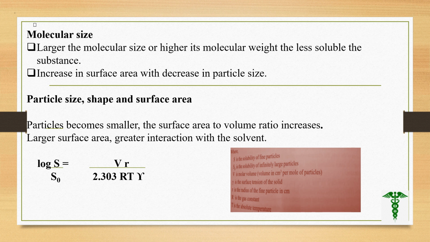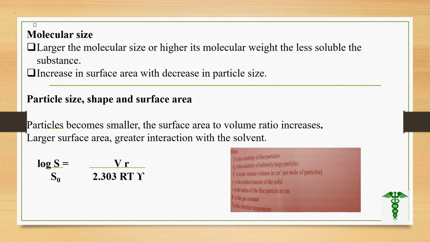Second factor is particle size, shape and surface area. In that case you have to think about this equation: log S by S0 is equal to V gamma by 2.303 RT r, where gamma is the surface tension. It is simply an expression to show the relationship. If the particle size is smaller, the surface area to volume ratio increases.